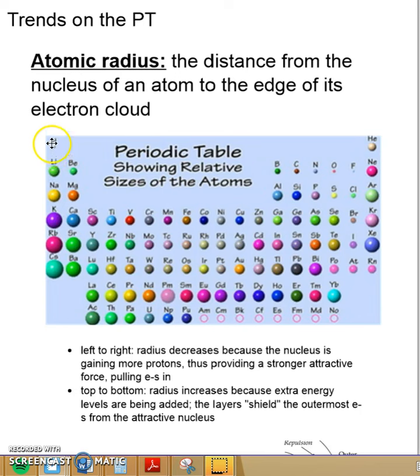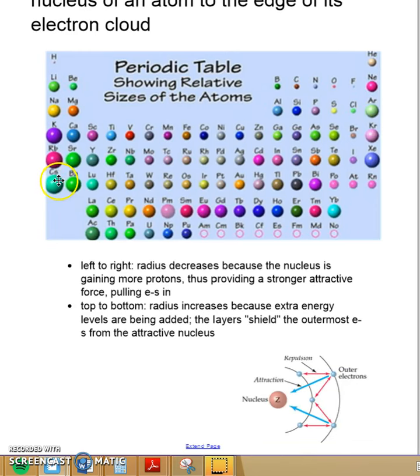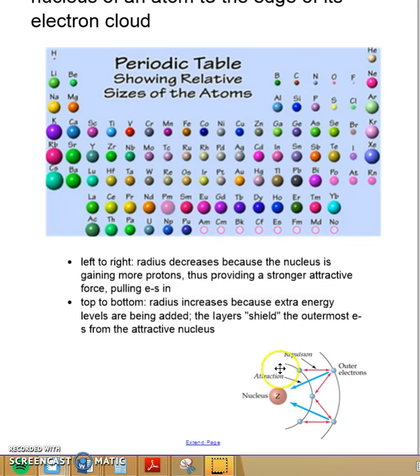As you move from top to bottom, though, those elements do get bigger because you're adding extra energy levels. Lithium only has 2 energy levels. Cesium has way more energy levels. It has way more electrons. And the layers, those electron levels, those energy levels, shield the outermost electrons from the attractive nucleus.